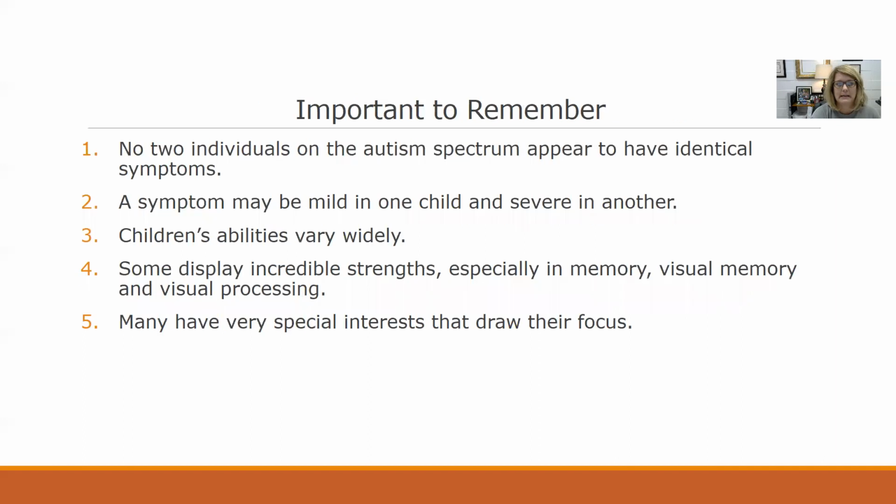Let's just look a little bit at some of the things that are important to remember about autism. No two individuals on the autism spectrum appear to have identical symptoms, so it's very different. You may have one year that acts and does things a certain way and responded to a certain way that you taught. Next year that won't work, and you'll have to come up with something else. A symptom may be mild in one child and severe in another one, which is kind of common with all children. Children's abilities here vary widely.